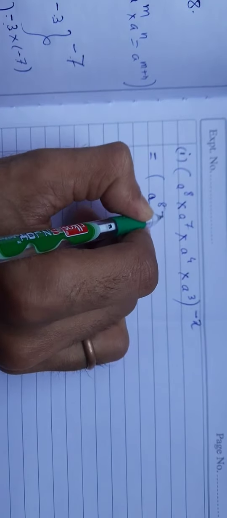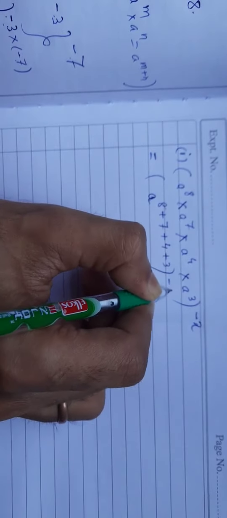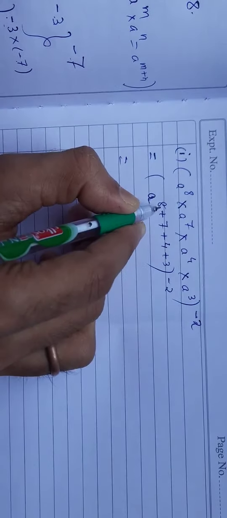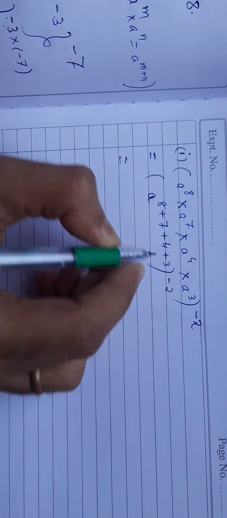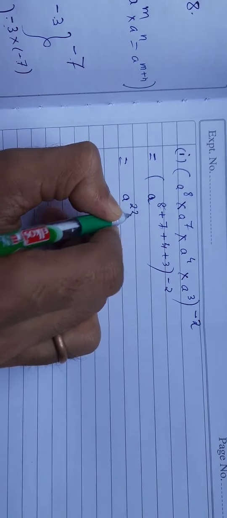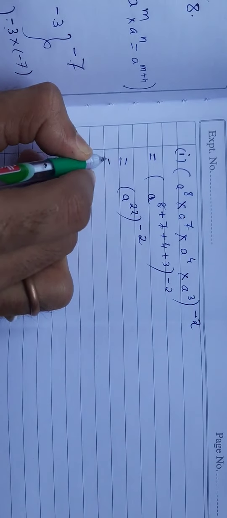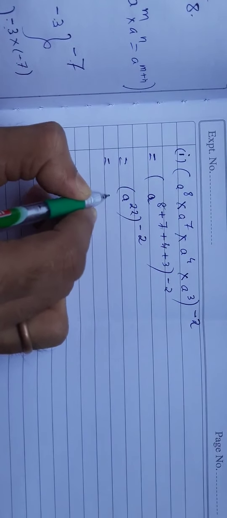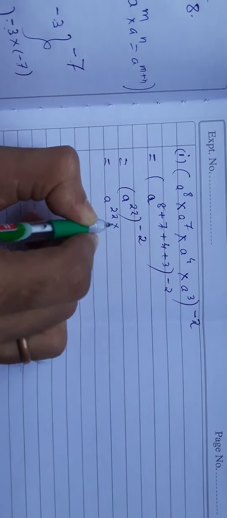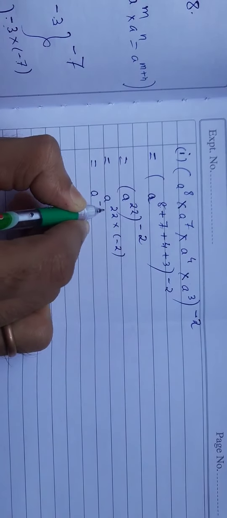So 8 plus 7 plus 4 plus 3, whole to the power minus 2. 8 plus 7 is 15, 15 plus 4 is 19, 19 plus 3 is 22. So a to the power 22 to the power minus 2, which equals, by the formula a to the power m whole to the power n equals a to the power m into n, a to the power minus 44.